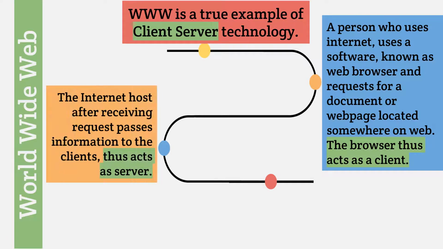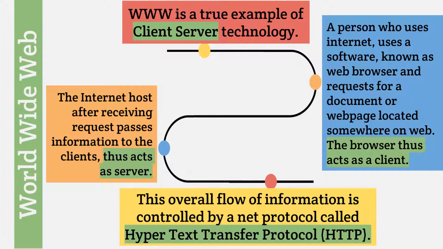The internet host that stores that web page, after receiving the request, passes that information to the clients like our web browsers. So that internet host acts as a server. That means client-server. Client is the web browser that requests the web page, and the internet host or the server that stores the web page acts as a server. Now, this overall flow of information between the client and the server is controlled by a protocol, Hypertext Transfer Protocol. It is also abbreviated as HTTP.